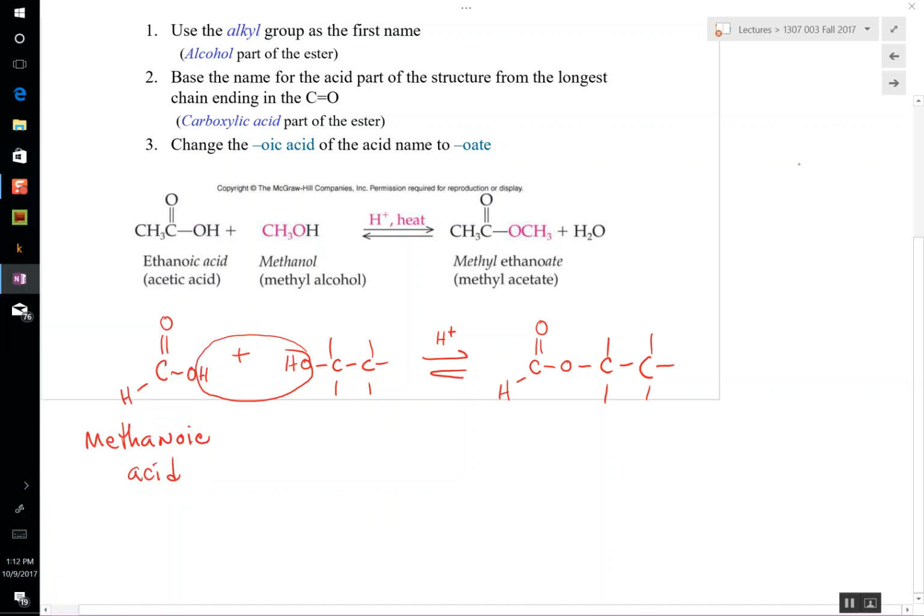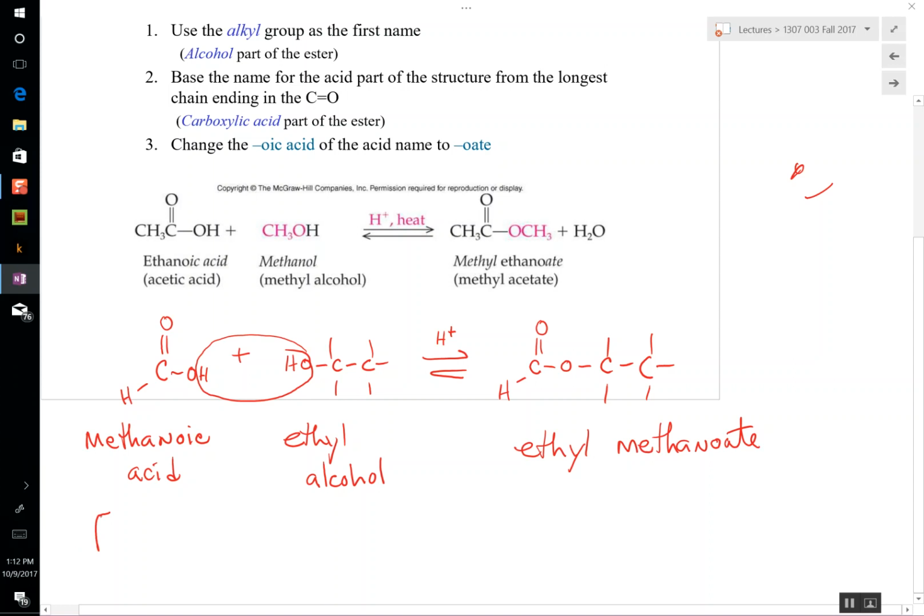Ethyl alcohol. And what do you have? Ethyl methanoate. Yes? That's formic acid, right? Yes. Common name.